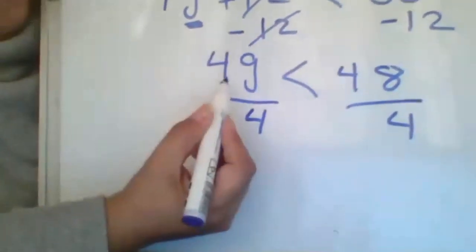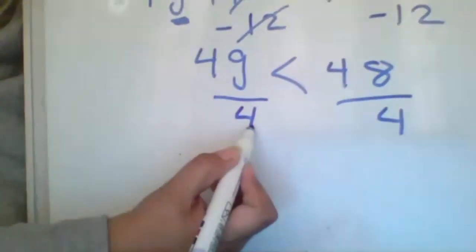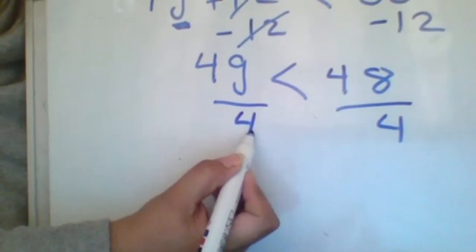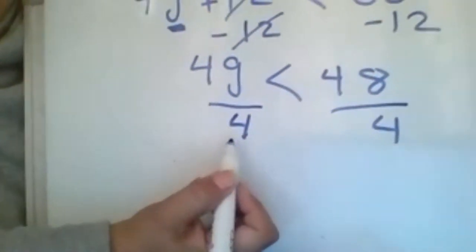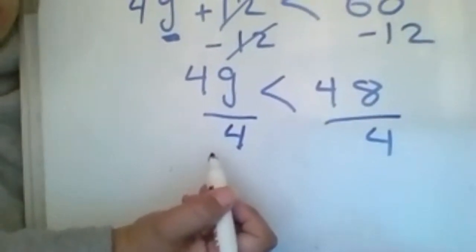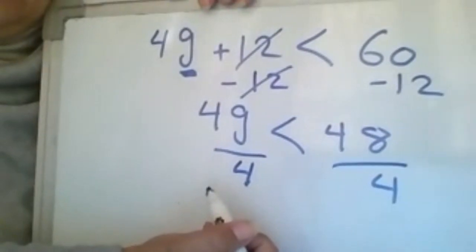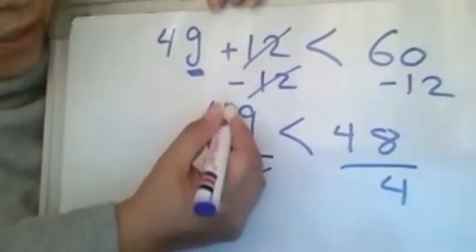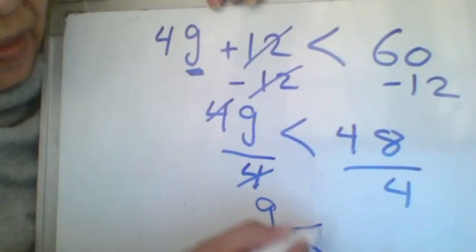When we have 4G and 4, 4 divided by 4 equals how many, Yusuf? 4 divided by 4 equals 1. So we will cancel 4 divided by 4 and we have only G.